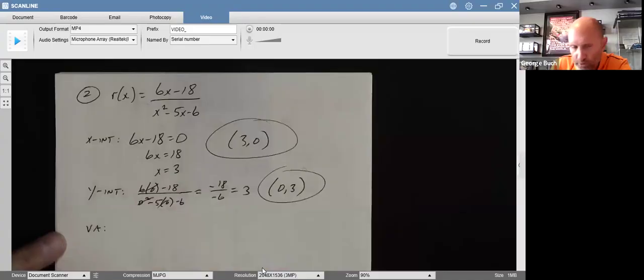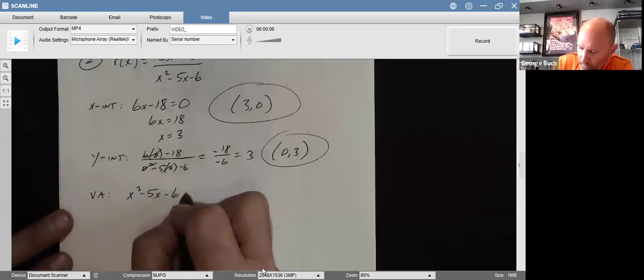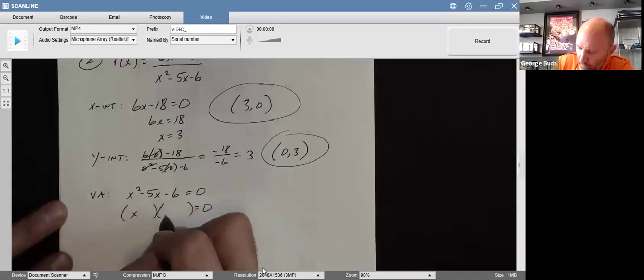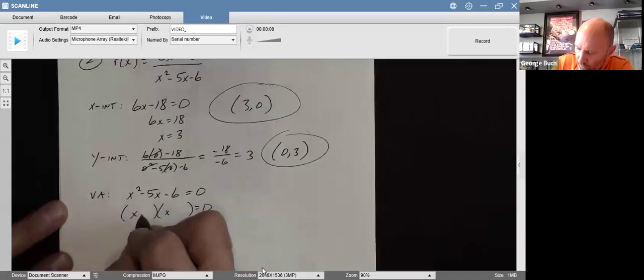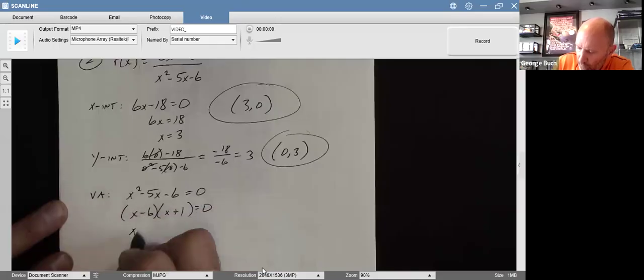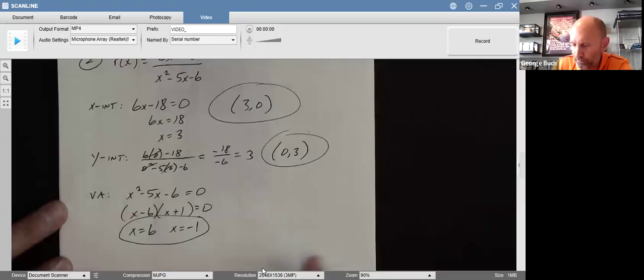Vertical asymptote, we do what? We set the denominator, x squared minus 5x minus 6, equal to 0. So this guy will factor into x minus 6, x plus 1. So x equals 6, x equals -1. So I actually have two asymptotes in this situation.